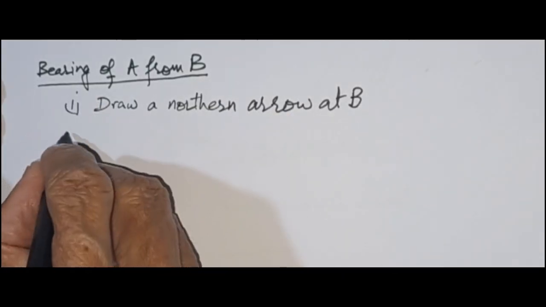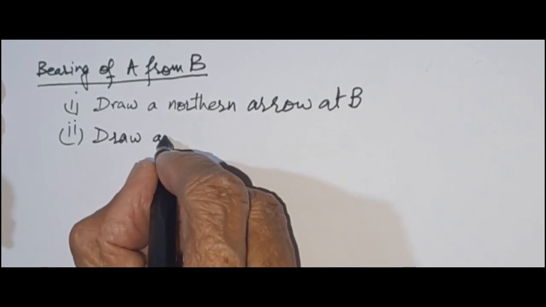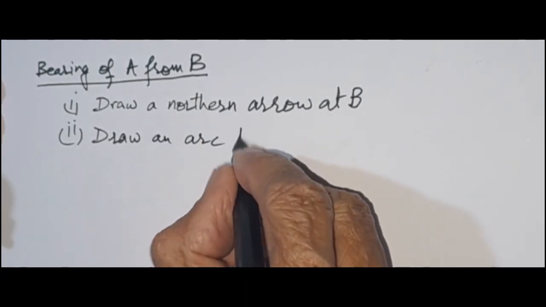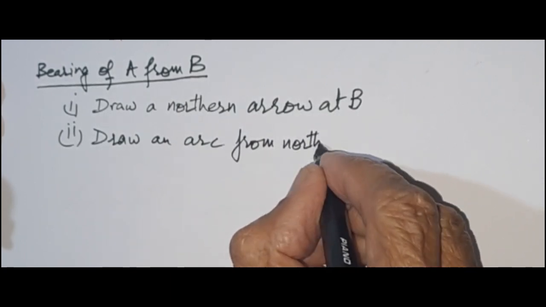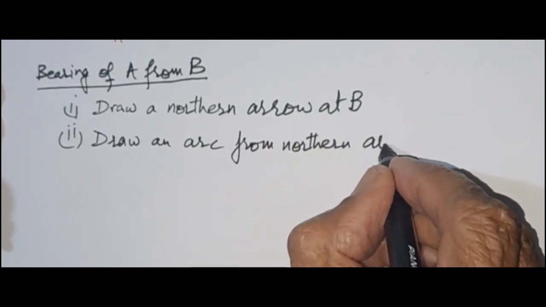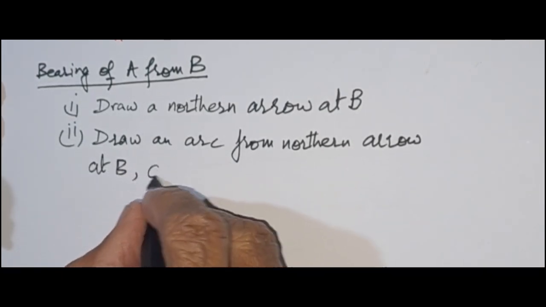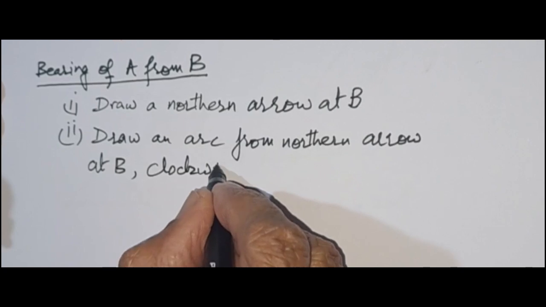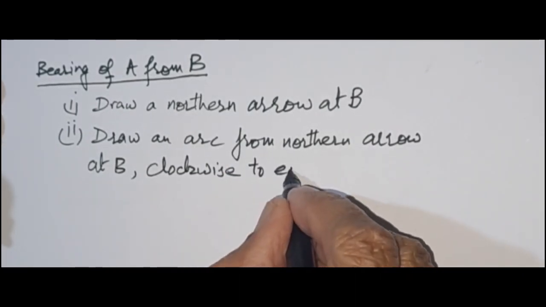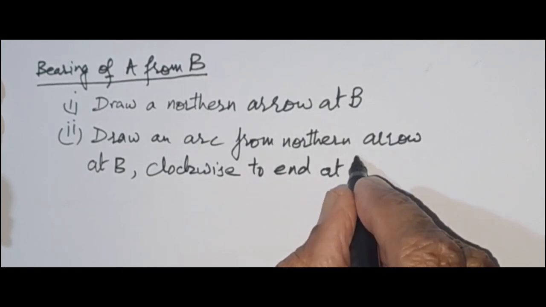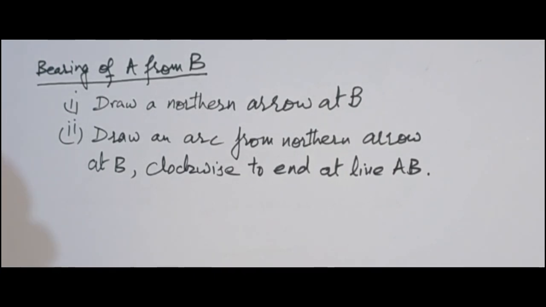Step 1. Step 2. Draw an arc from the northern arrow at B clockwise to end at line AB. I'm going to do that now.